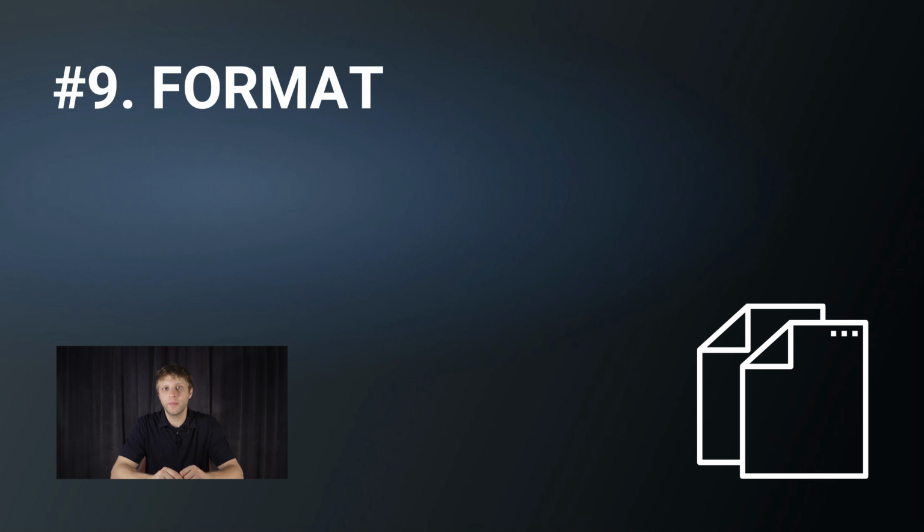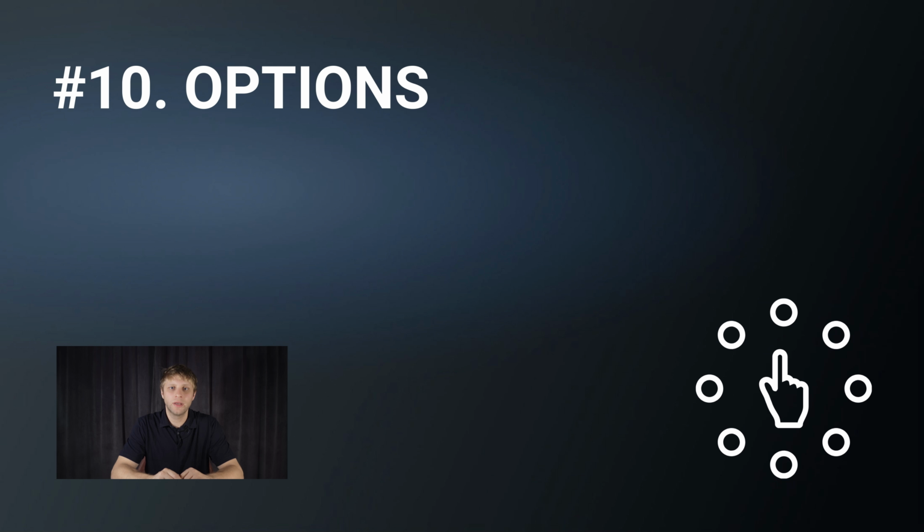Number 9. Format. This one formats the data in the specified column. Number 10. Options. This one provides additional controls over the query execution. So, just keep this clauses order in mind when querying data using the query function in Google Sheets. Now, let's proceed by diving into the first practical example using the select clause, the first one on our list.